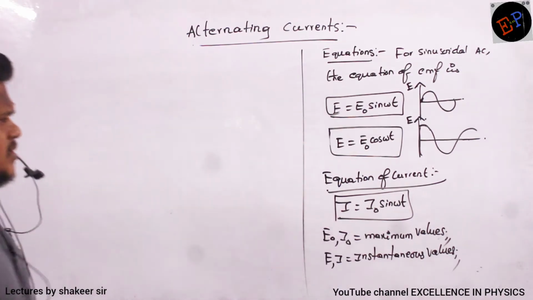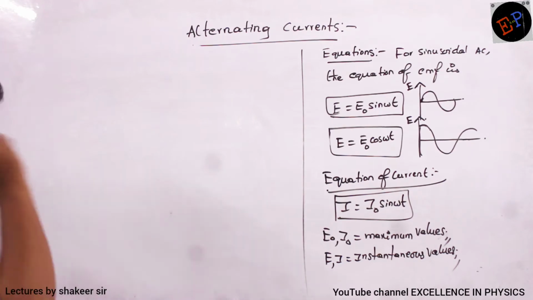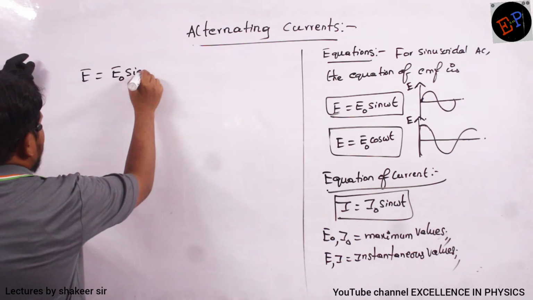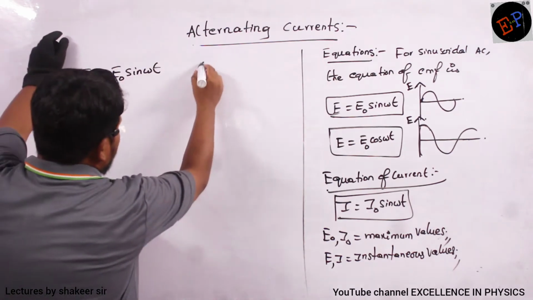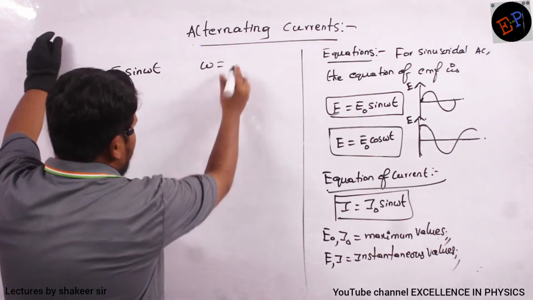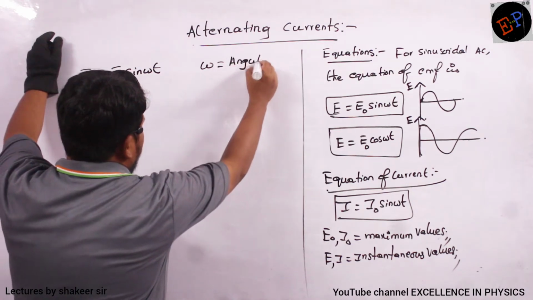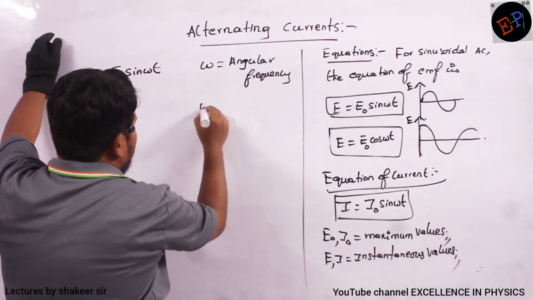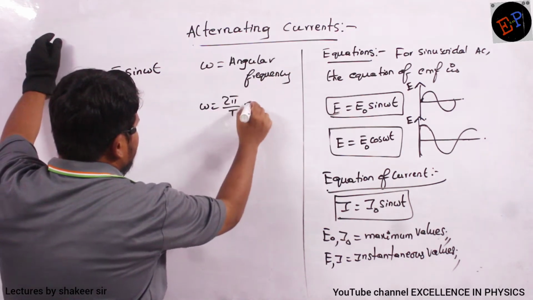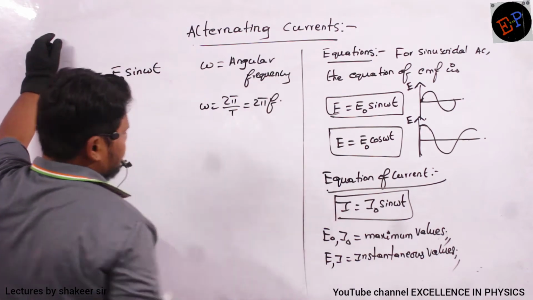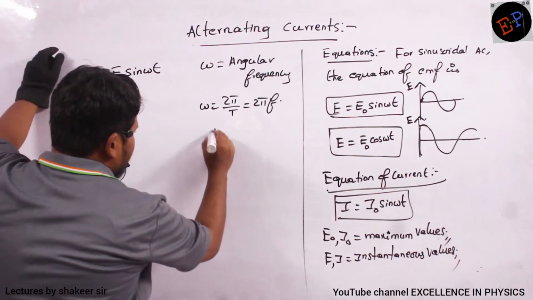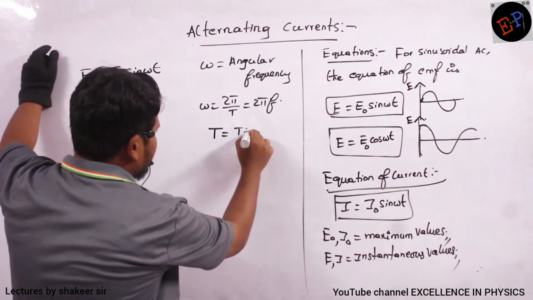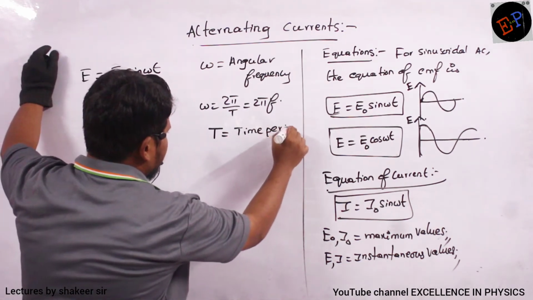Okay, we will try to understand by taking a small example, ma. See here. So E is equals to E naught sin omega t. Let us try to analyze this one. What is meant by omega? Angular frequency. So omega can be written as 2 pi by capital T also. It can be written as 2 pi f also. Clear? What is meant by capital T here? Time period. Okay, ma?